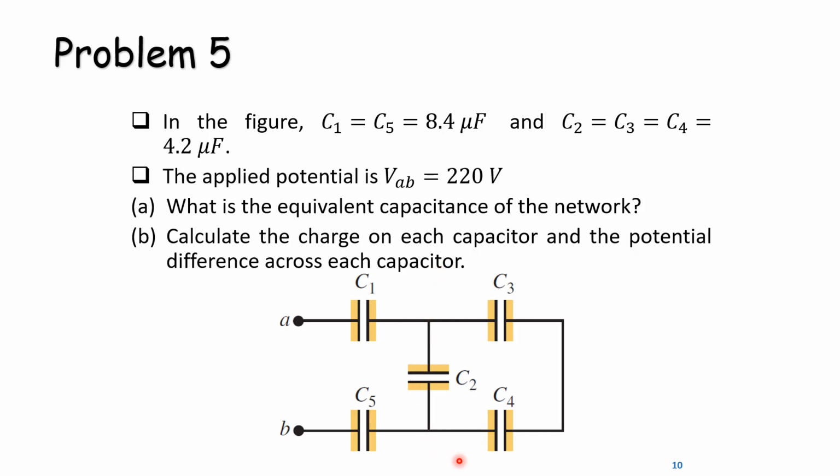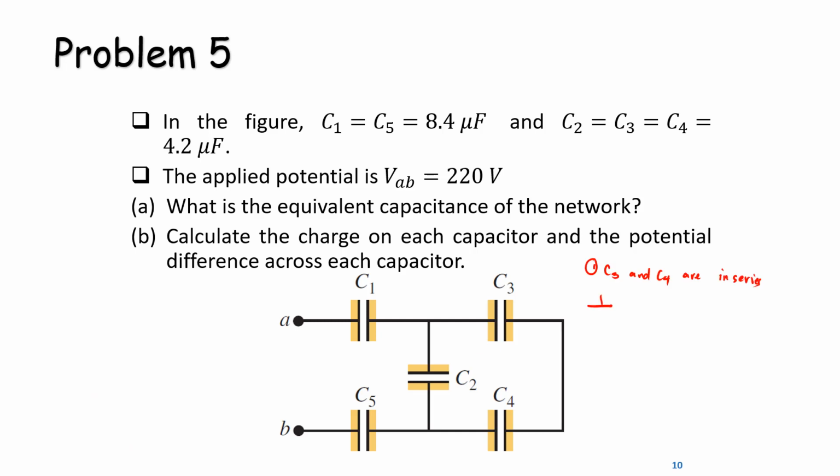So we have 5 capacitors, C1 to C5, and we are given the capacitances as well as the voltage applied between points A and B. So we are asked to find the equivalent capacitance. We will start with the farthest from points A and B, so we will start with C3 and C4. C3 and C4 are connected in series with each other.